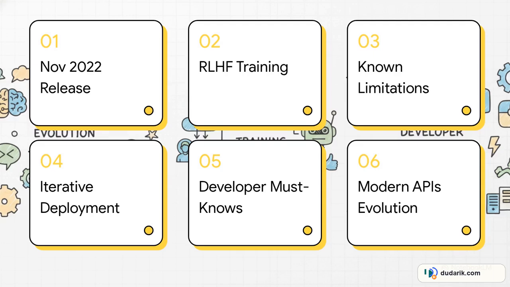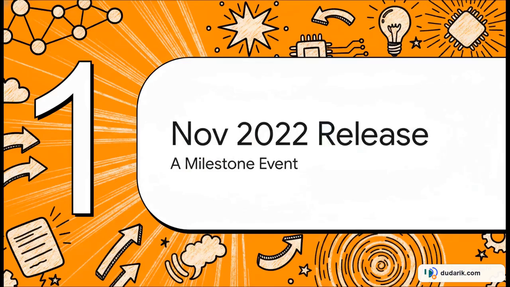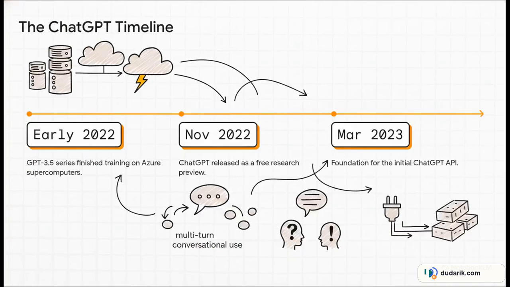Let's jump right in. Section 1, the November 2022 release. Let's start with the milestone that literally shifted the entire tech landscape. You know, that massive November 30th drop wasn't actually some heavily marketed commercial product. It was literally just a staged research preview. And here's the wild part. The underlying model, the GPT 3.5 series, had already quietly finished training months earlier in early 2022 on these massive Azure AI supercomputers. It was kind of just sitting there.